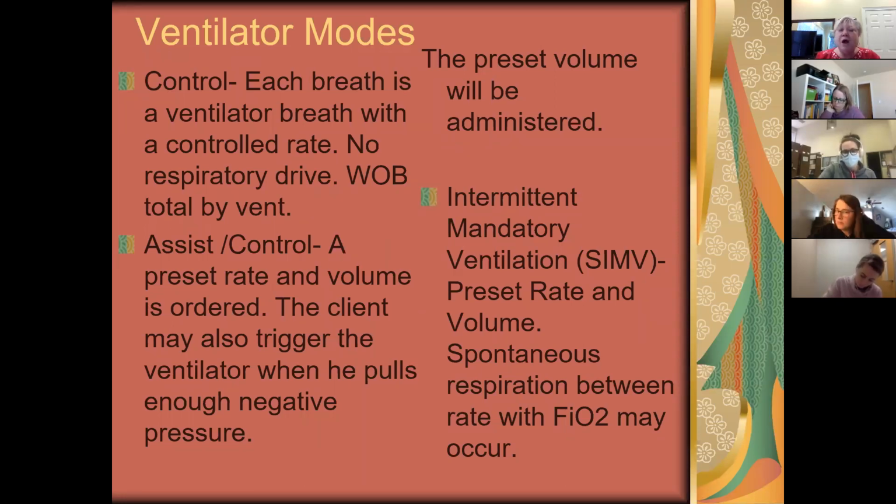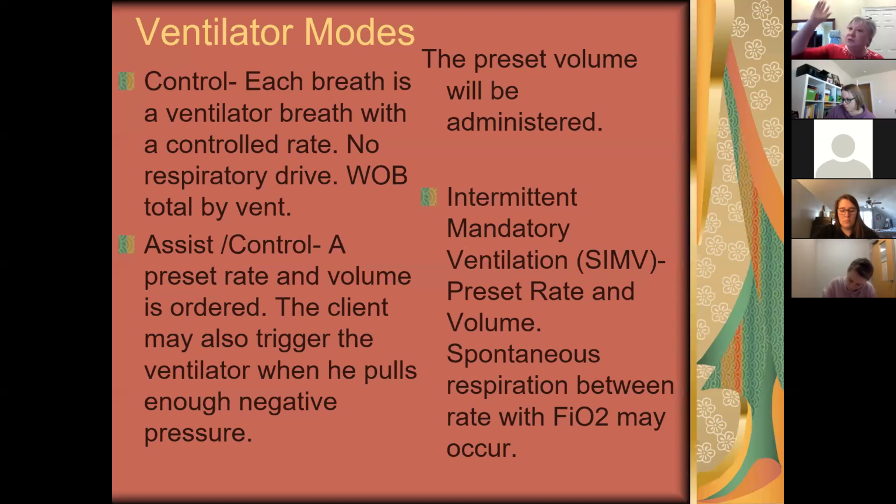Now, when we're talking about modes, this is probably one of the most confusing things for students to understand about ventilators. It involves 3 things. It involves rate, how many breaths per minute you're going to dial in for the machine to deliver. Breaths per minute, rate. It involves the FiO2.